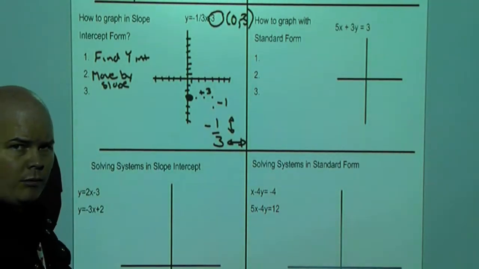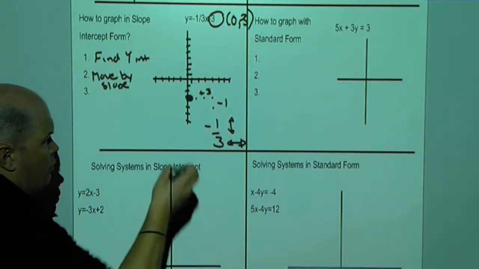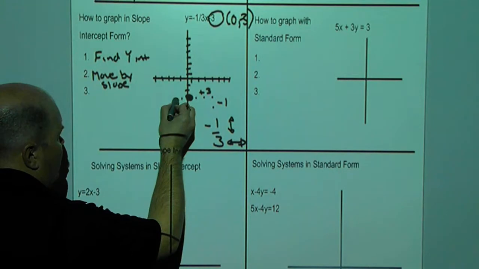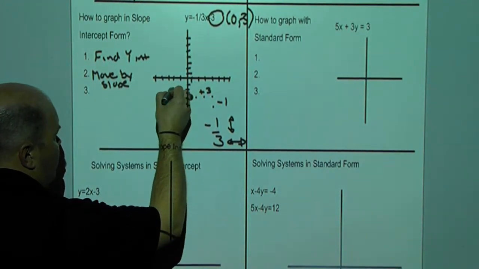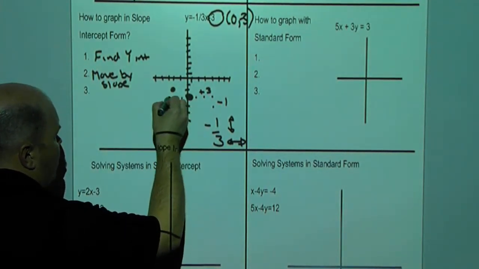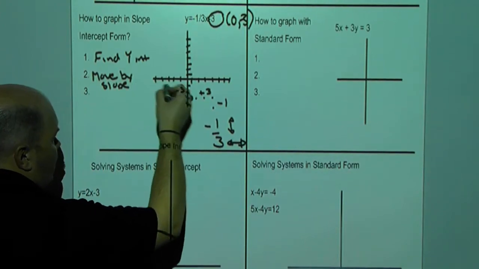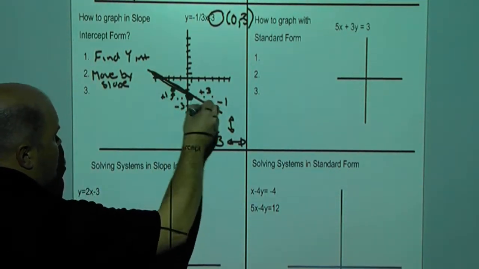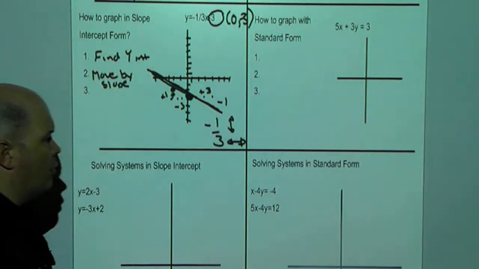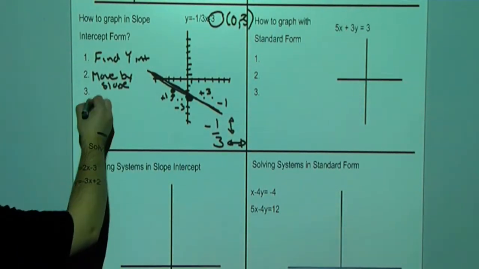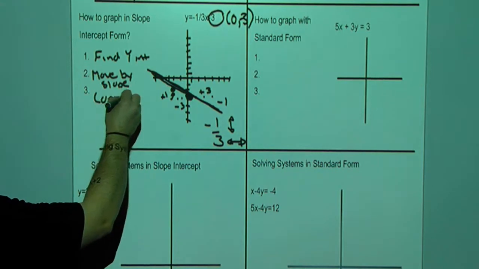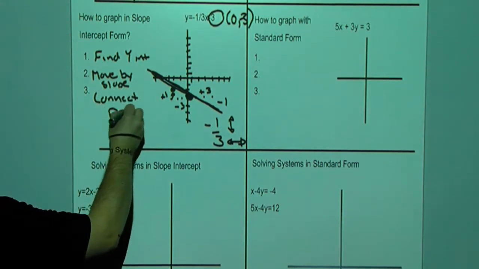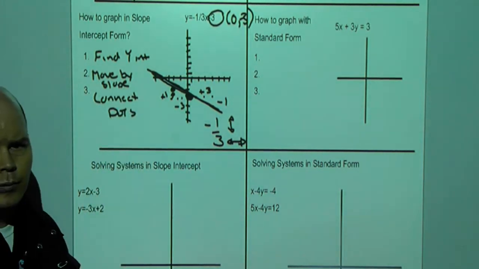Or if I wanted to move my negative sign and switch them, I could go 3 to the left and 1 up, and it stays on the same line. And you just connect your dots. Okay, so that would be my line. Connect dots would be your third step.